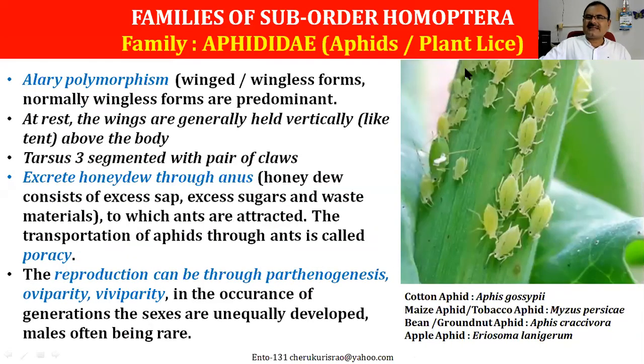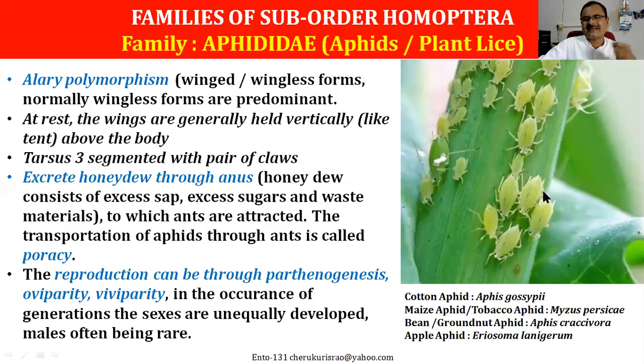Yeah, so this is another kind of aphid. They come in different colors: you will see aphids in green, red, orange, pink and black. It depends on the species, and similarly on the host on which they live. And as I told you, aphid adults can have wings, but generally they are wingless. Most of the population is wingless, so we call it alary polymorphism.